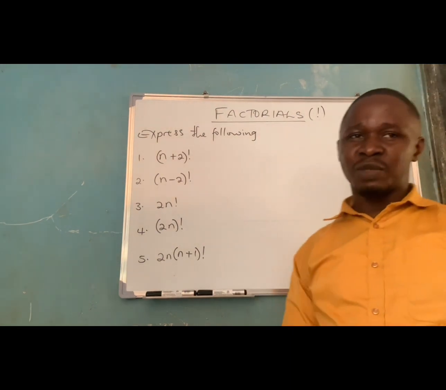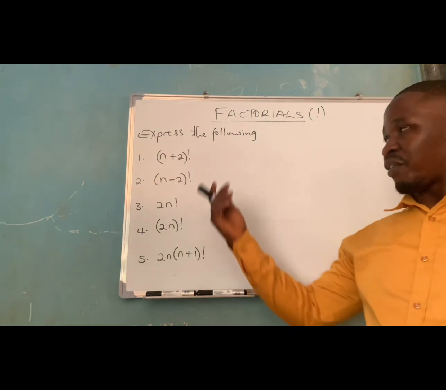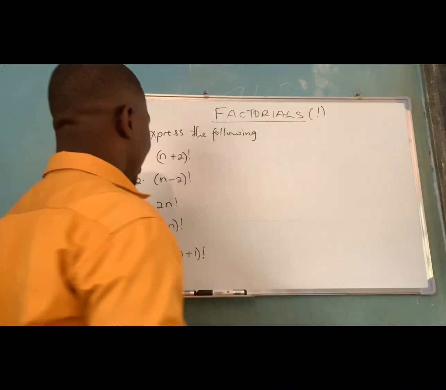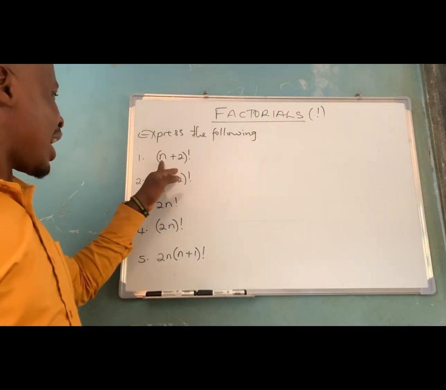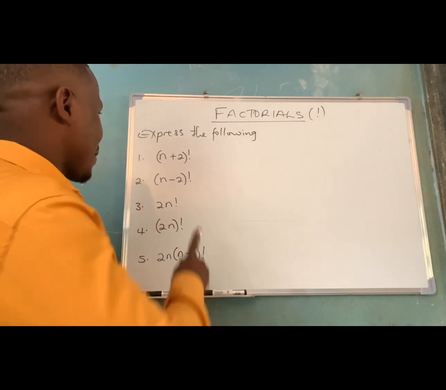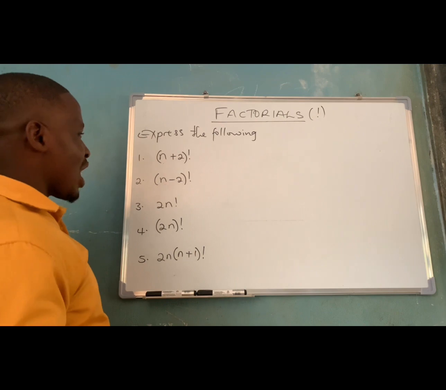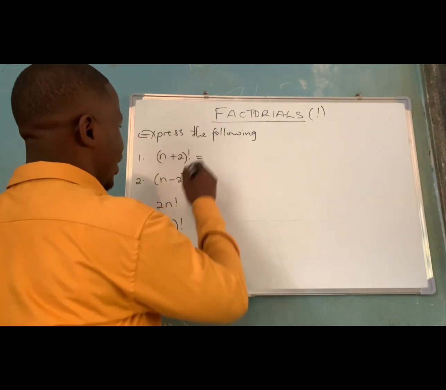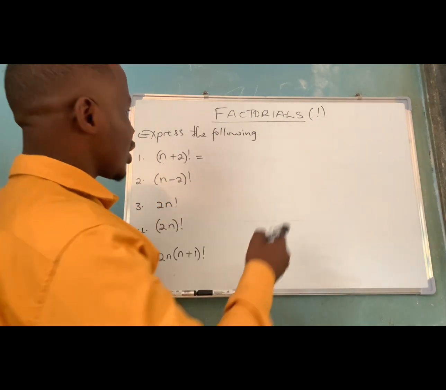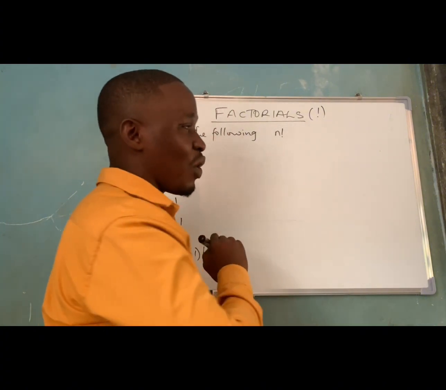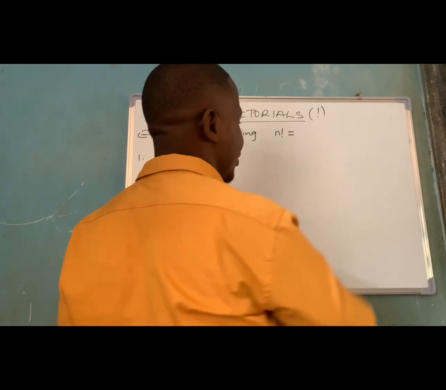We want to find the expressions of these factorial numbers. The first one says n plus 2 factorial. Before we write the expression for n plus 2 factorial, first of all, let us write the expression for n factorial.